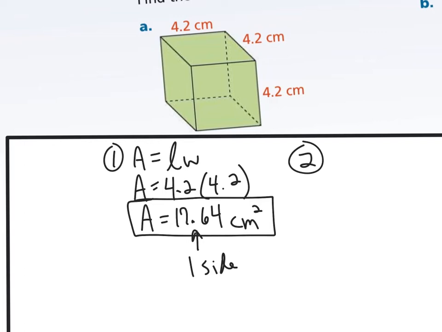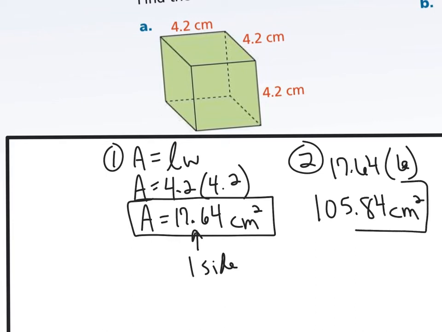So since we have 6 sides that are all identical to each other, once we find the area of one of those sides, we can multiply that by 6, which is 105 8400ths square centimeters.